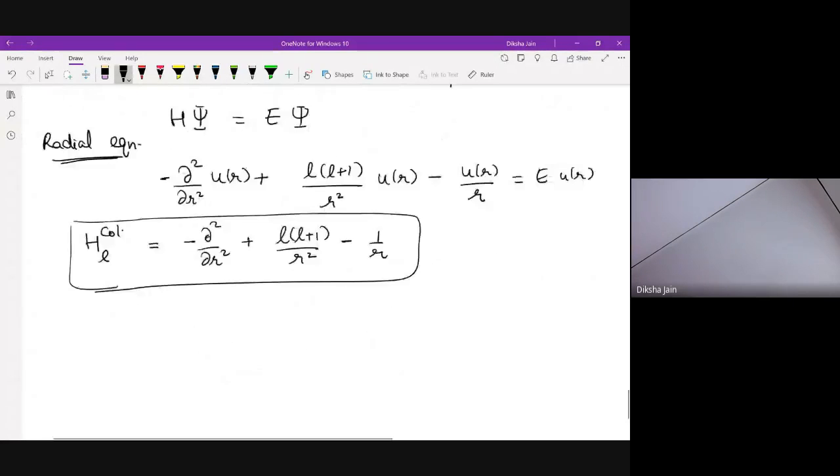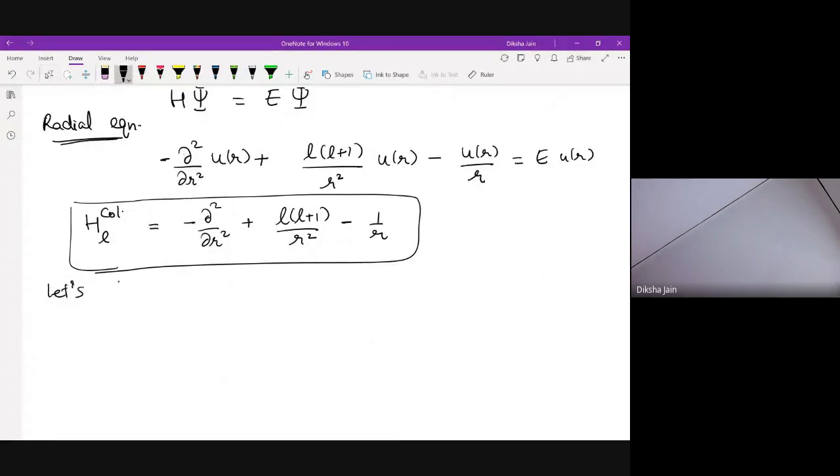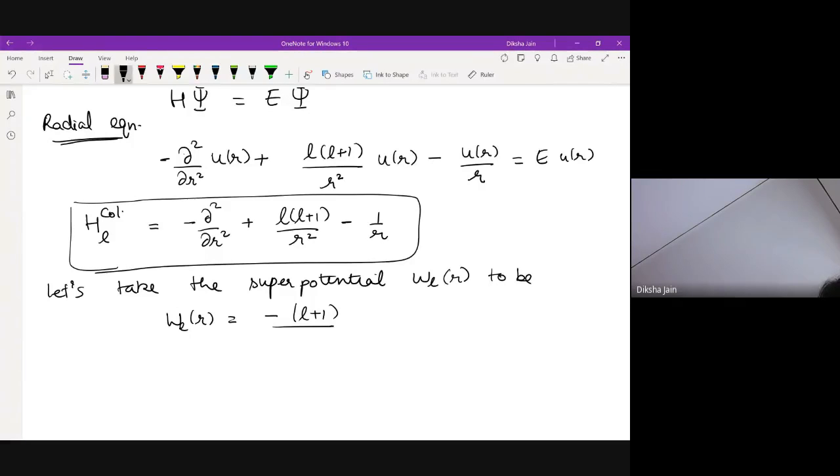Okay. Now let's take the superpotential to be the following. W at L of r. So it's a function of r and it's labeled by L, because at each L you will have a different Hamiltonian. So WL of r is given by minus L plus 1 over r plus 1 by 2 L plus 1.